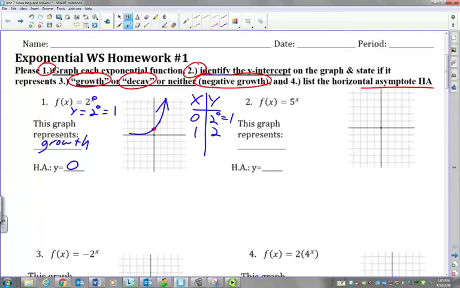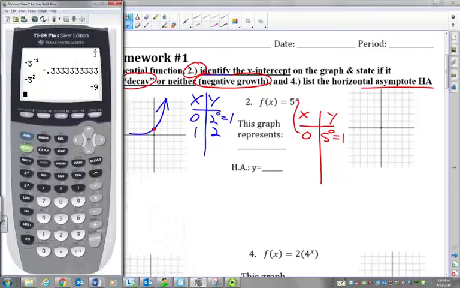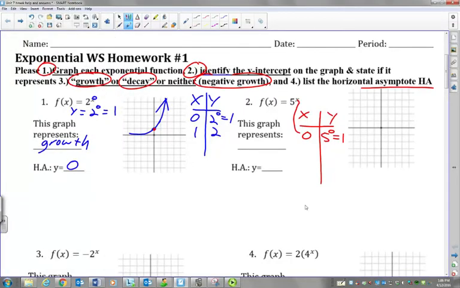So number 2, using an XY table here, always start with 0 to find the y-intercept. So if we plug in a 0 there, we get 5 to the 0 power, which anything to the 0 power is just 1. And you'll see on your calculator there, 5, the caret symbol, 0. So 5 to the 0 power is just 1. Okay, so that'd be over 0, up 1.